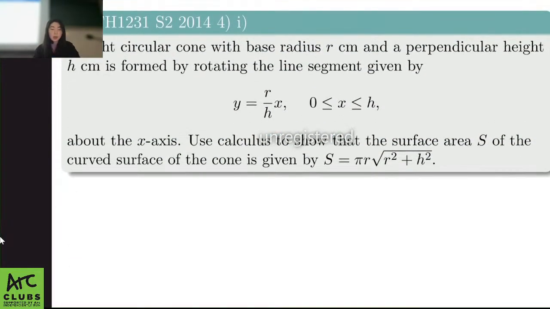Alright, so let's do one final question to conclude our seminar. A right circular cone with base radius r centimeters and a perpendicular height h centimeters is formed by rotating this line segment given by this.